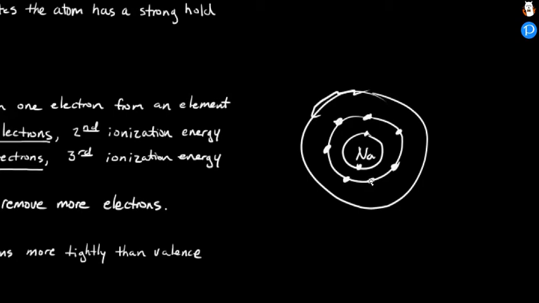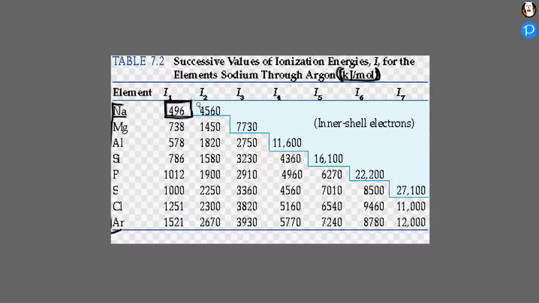It's got a full shell now. And so to remove one from here is going to be much, much harder. It's going to have a stronger pull on that. And so that's why you'll notice there's a huge jump in that second ionization energy. The first one is only 496, not that much, but then it jumps up to 4,560 kilojoules to remove the second electron, right?